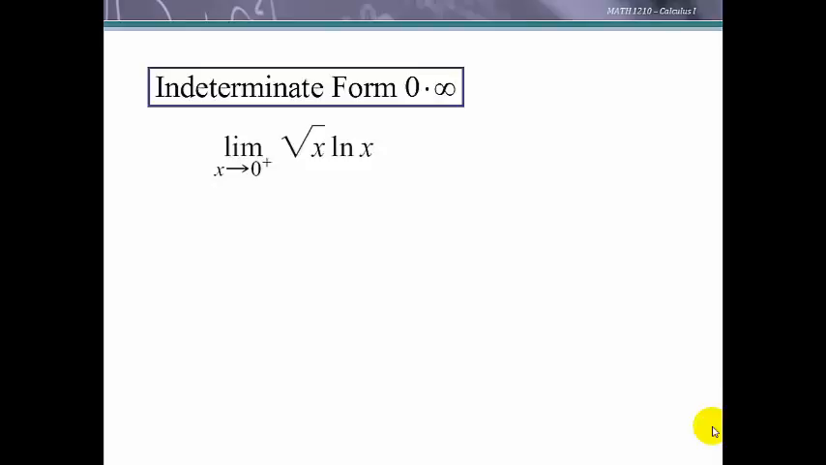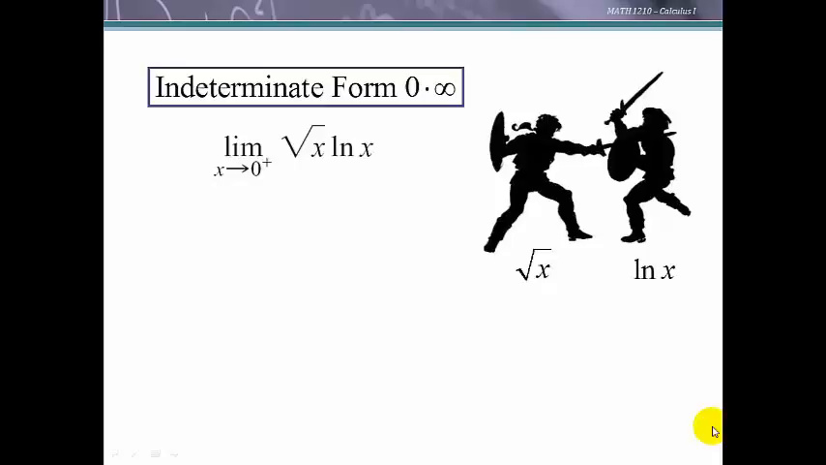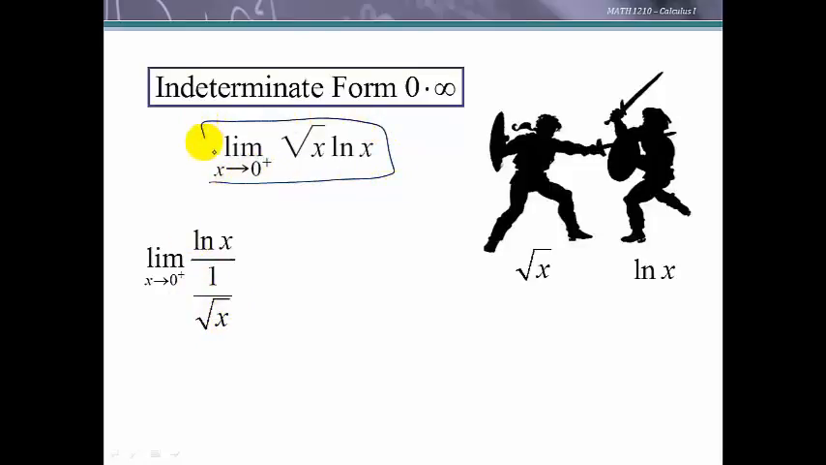Who wins? Which one dominates? What we do is some algebra to doctor it up so that we can use L'Hopital's rule. We can use L'Hopital's rule if we have the indeterminate 0 over 0 or infinity over infinity. So as we're trying to see who's winning this battle, let's express this as the natural log of x divided by 1 over the square root of x. If we flipped this over and multiplied, it would be equivalent to the original. But the reason we write it like this is because then we have an indeterminate form where we can use L'Hopital's rule.